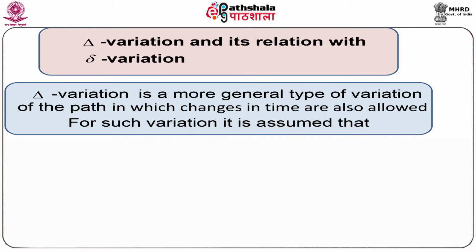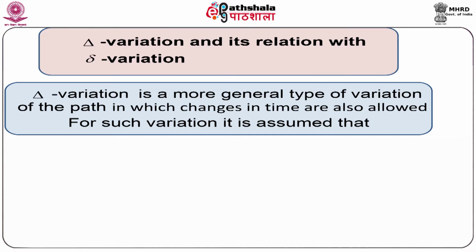In case of Hamilton's principle, the varied paths and the actual path share the same terminal points, that is T0 and T1, which are fixed in such a way that delta q at T0 equals 0 as well as delta q at T1 equals 0. Many physical situations arise where the boundaries may vary. For such situations, we have to consider another type of variation.